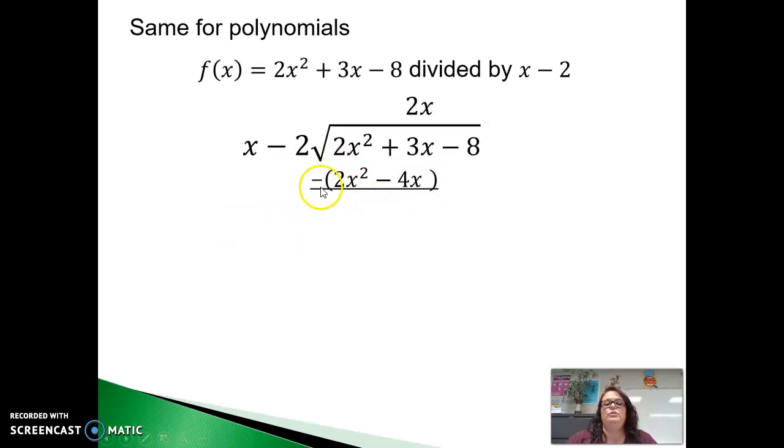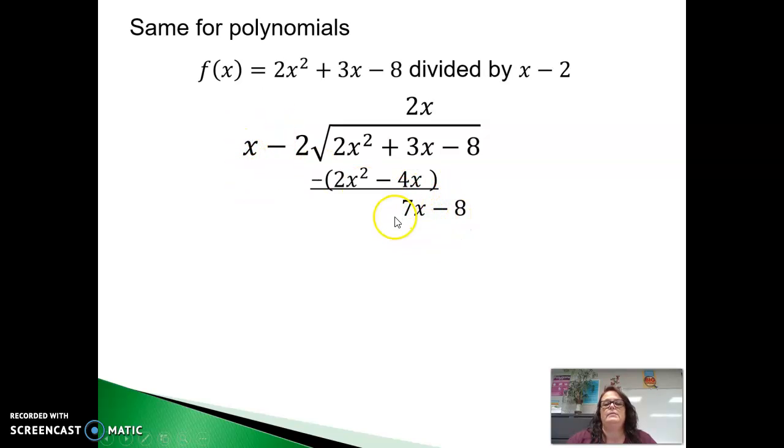So what happens when you subtract is you're going to change everybody's sign. So this becomes negative 2x so that when I add, they cancel. And this becomes positive 4x so that when I add, I get 7. And then we're going to bring down the 8 just like you normally would. Same question, what do I multiply x by to get this term?